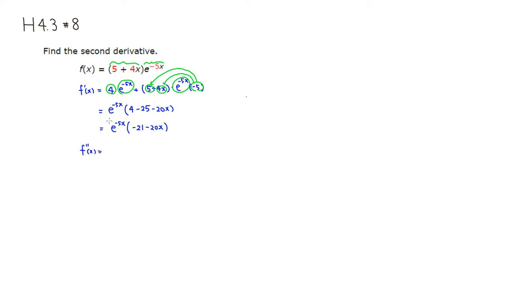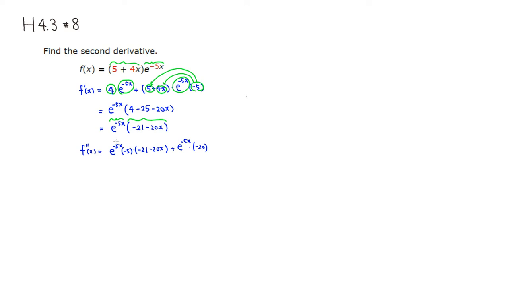Again, we have two things multiplied together. That's the first guy, that's my second guy. The derivative of the first guy is e to the negative 5x multiplied by negative 5, the derivative of the power, times the second guy, negative 21 minus 20x, plus the first guy, e to the negative 5x, multiplied by the derivative of this. The derivative of negative 21 is 0, the derivative of negative 20x is negative 20. So we have that.